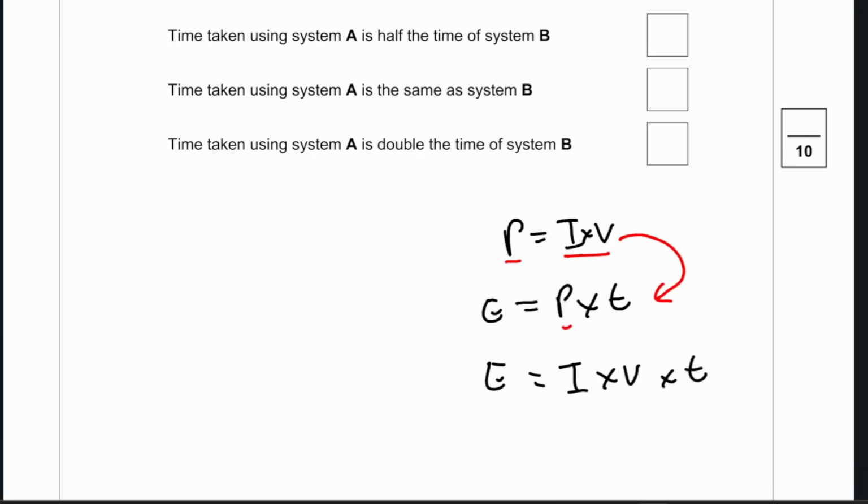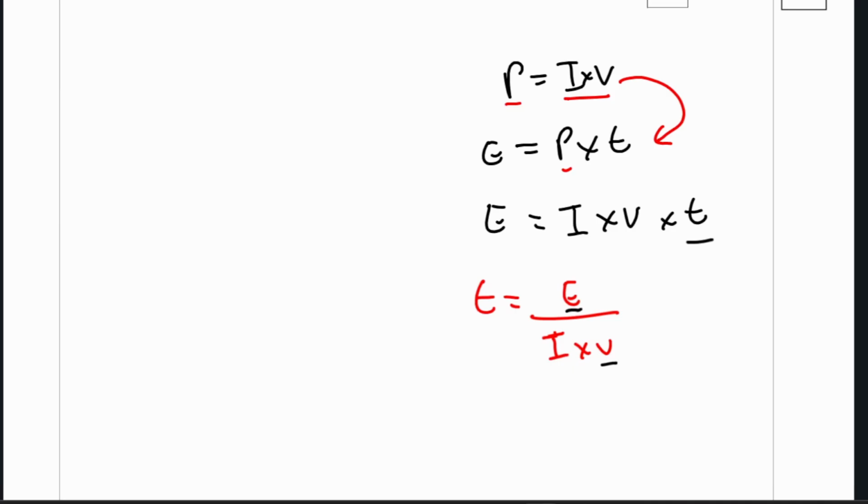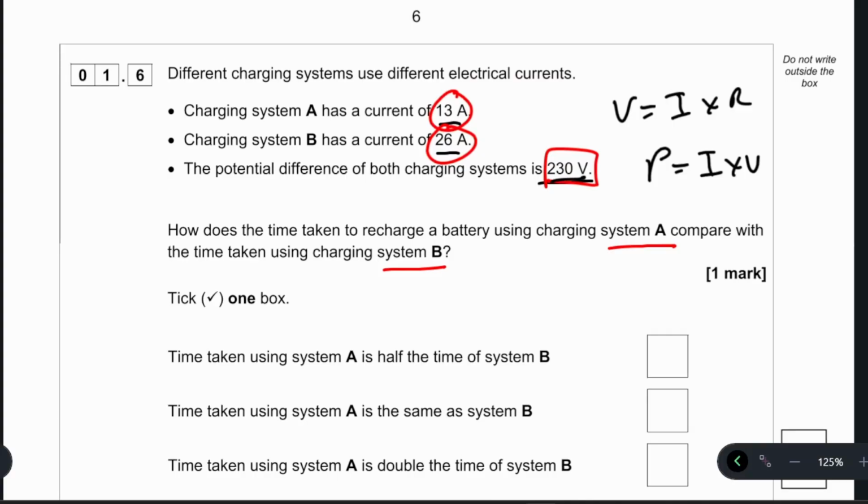Now we want to compare the time taken to charge the system, so what we'd be interested in is this form: time taken is equal to the energy transferred divided by I times V. If V is the same and the energy transferred is the same, then depending on what we do to the current, that will change the time. We know V is the same because they both use a voltage of 230 volts. The energy transferred is related to how much energy we need to recharge the battery, and because that's the same in both cases, that will also be constant. So what we're really trying to compare is the currents.